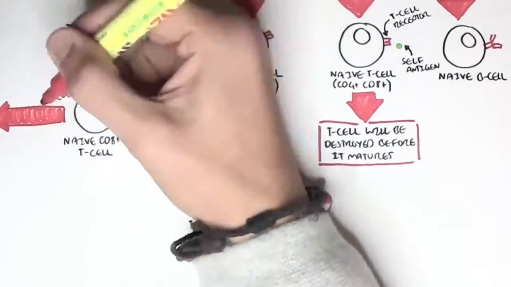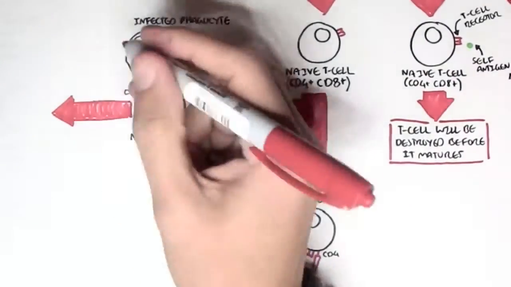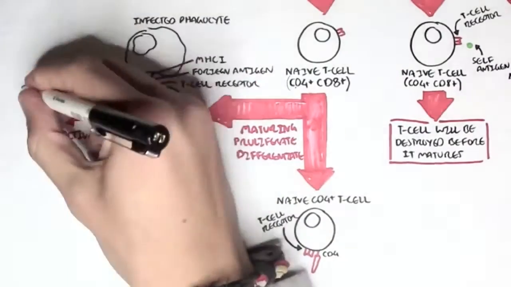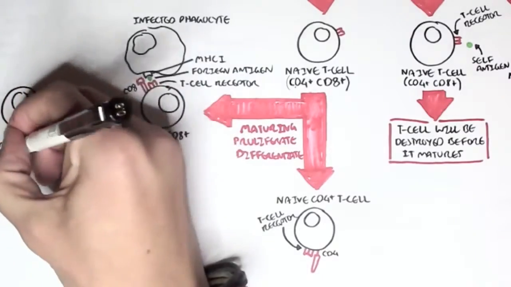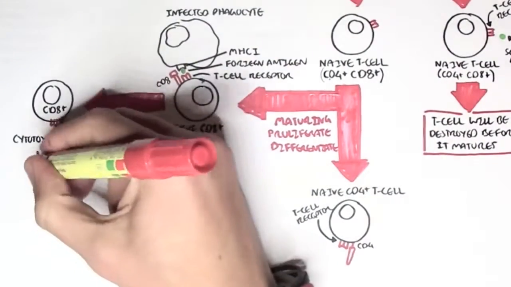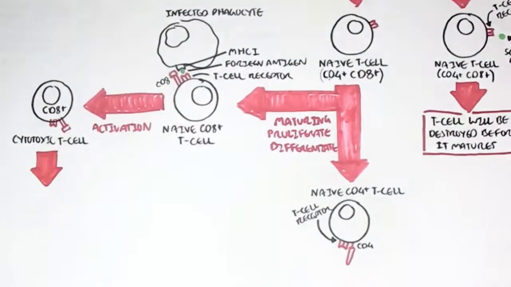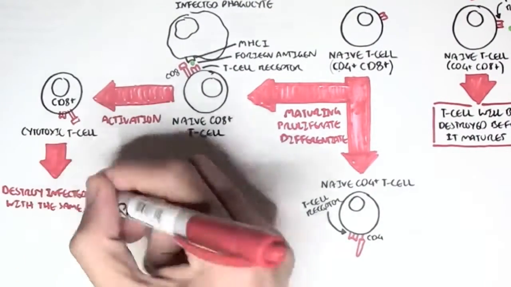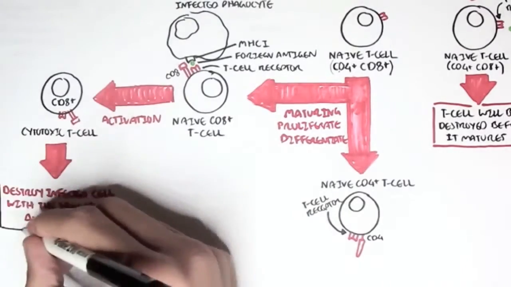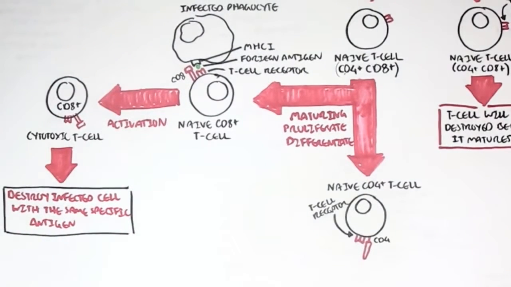This will activate the naive CD8 T cell to become a cytotoxic T cell, or a CD8 cytotoxic T cell. Cytotoxic T cells destroy infected cells with the same specific antigen as was presented by the infected phagocyte. So CD8 T cells kill infected cells. That is their goal when they're activated.